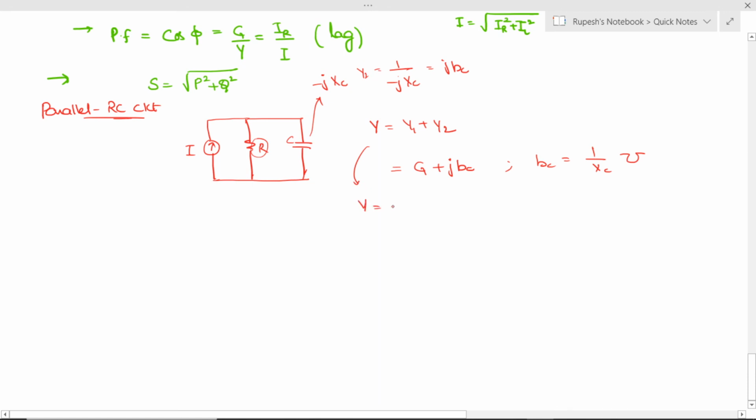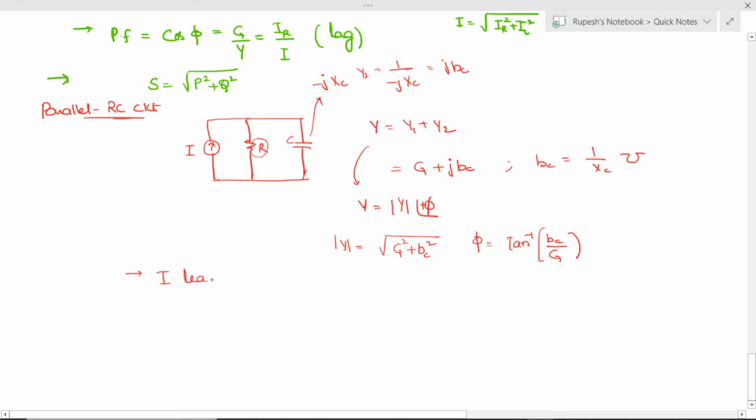This Y, when written in phasor form, we can write as magnitude of Y angle phi. This phi is plus phi. Observe that in the parallel RC circuit the angle is plus phi, whereas in the series RC circuit the angle will be minus phi. The magnitude of admittance is the root of G square plus BC square, and phi will be tan inverse of BC by G.